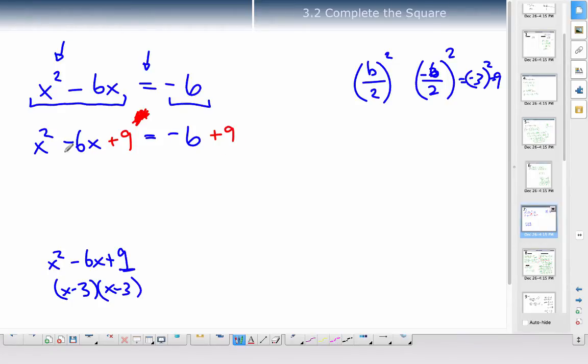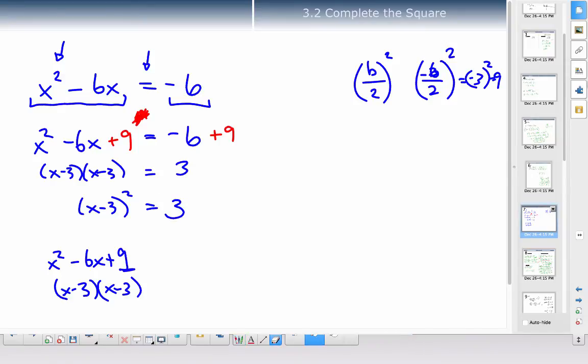Okay, so now I factor this side. So it's x minus 3, x minus 3. I made sure they were both the same so I could write it like this, x minus 3 all squared is equal to, this will turn out to be a positive 3. Let me just get rid of this bottom stuff.